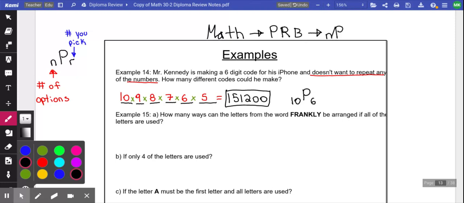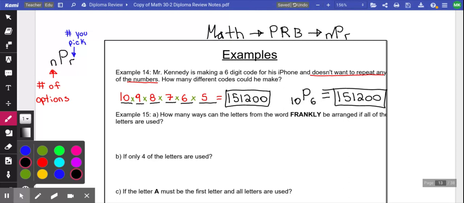Depending on your calculator, you will actually be able to write the numbers as small little numbers. If you have an older calculator like me, it'll just say nPr on your screen. You'll type 10 nPr and then type the number 6 and hit enter. That means 10 permutate 6, and it equals 151,200.